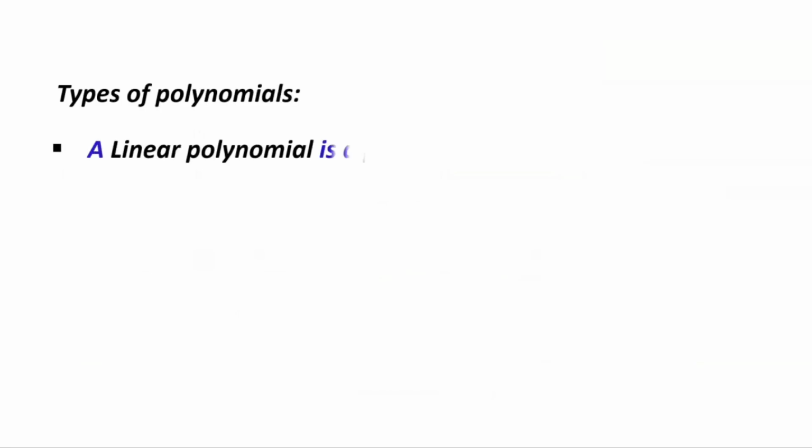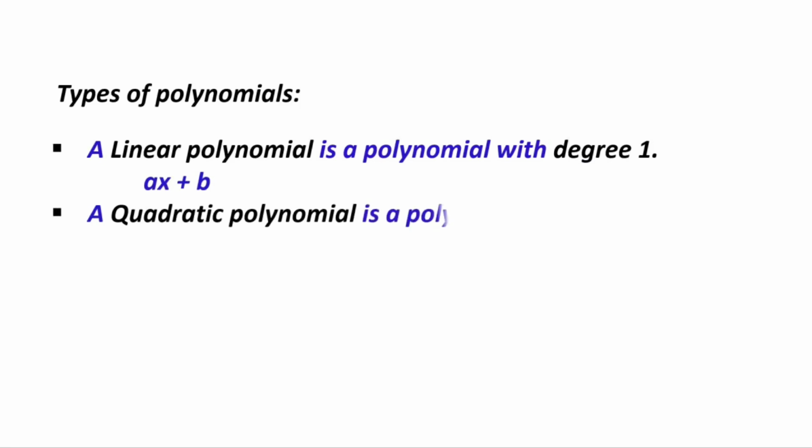Okay. Now there are some types of polynomials based on their degrees. A linear polynomial is a polynomial with degree 1. The general form of a linear polynomial is ax plus b. Similarly, a quadratic polynomial is a polynomial with degree 2. If the degree of the polynomial is 2, we call it a quadratic polynomial; if the degree is 1, we call it a linear polynomial. The general form of a quadratic polynomial is ax square plus bx plus c.